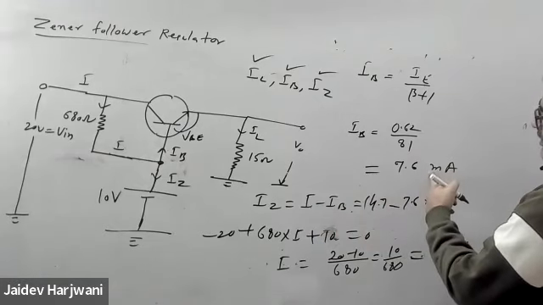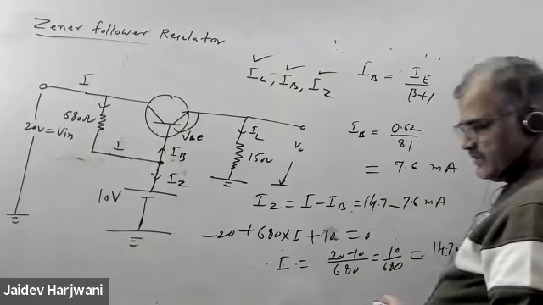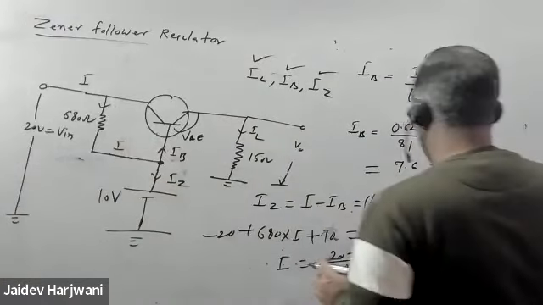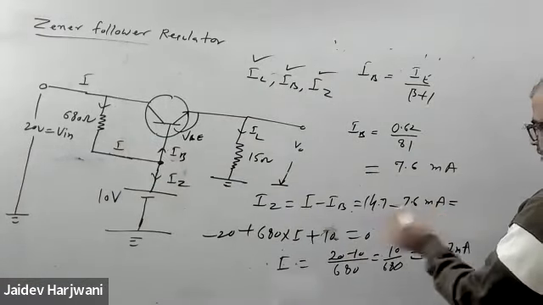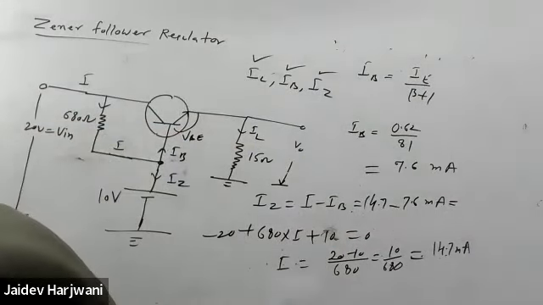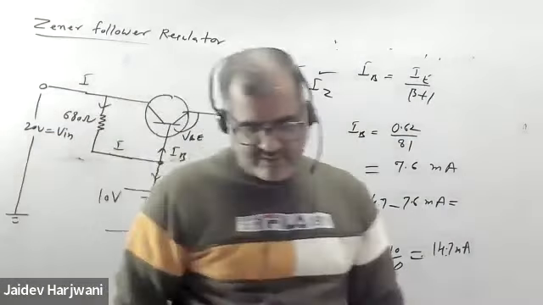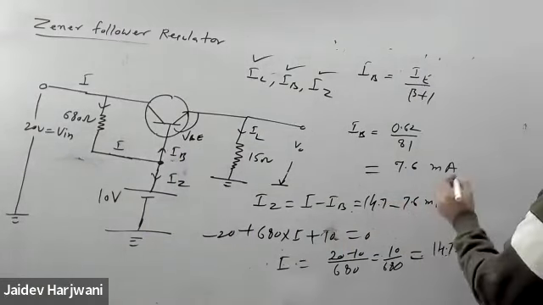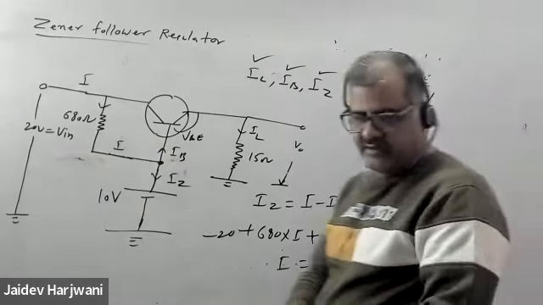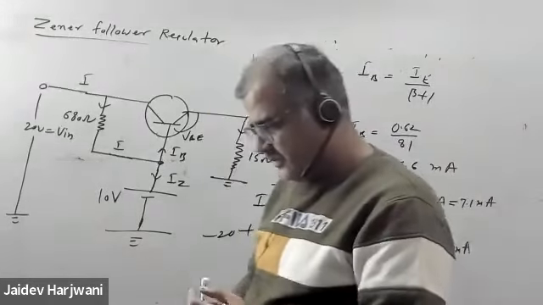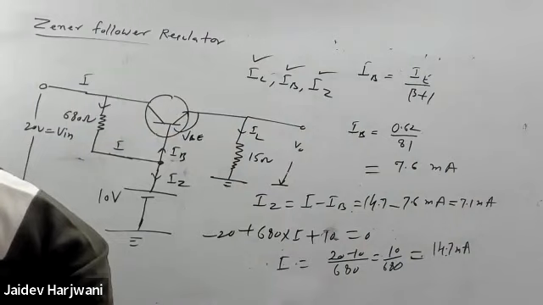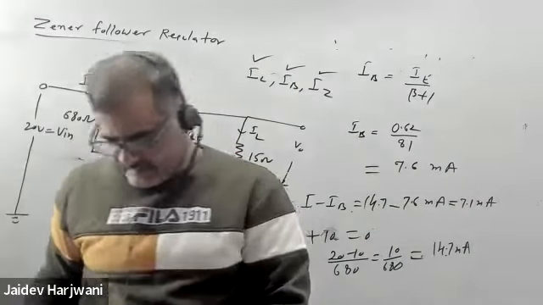Is this milliampere or microampere? IB is milliampere. So you can find the difference, and you can calculate what is coming: IZ is 7.1 milliampere. This is your Zener follower regulator. If you have any doubt, any question, ask now. Then we will do previous year problems.